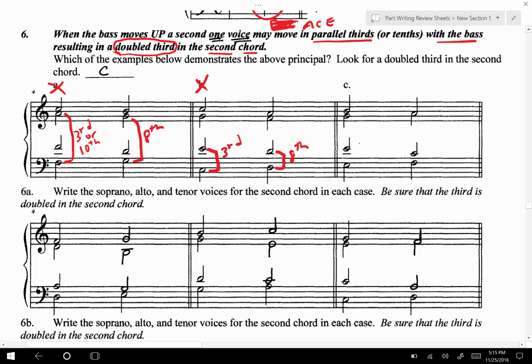In the third letter C, let's look for those parallel thirds. From the bass to the alto, looks like a third, E to G, and then an F to an A. So there's another third. So there's where our parallel thirds are. And as a result, you can see that in this measure right here, from our FAC triad, the A, the third, is doubled. Okay? It's really important to remember that rule. So hopefully you did okay with that.